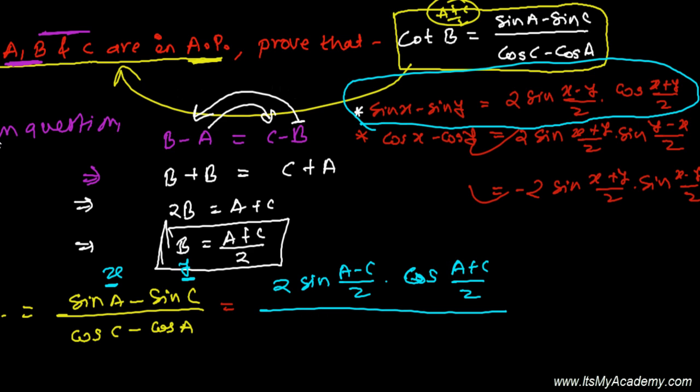Similarly, in the denominator we can work. In the denominator we have cosine of C minus cosine of A, and for instance I'm supposing this C as X and A as Y. So cosine of X minus cosine of Y, that's 2 sine (X plus Y) by 2. Look here, this gets changed: A was X and has become Y now, C was Y and has become X now.